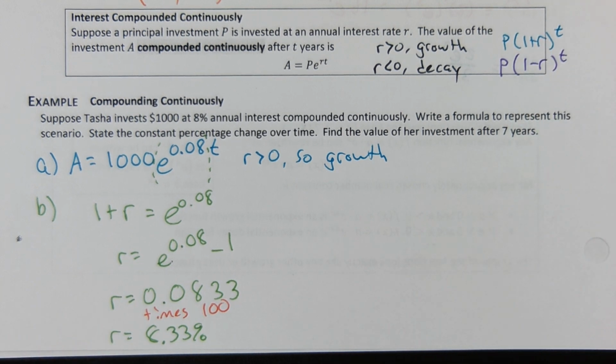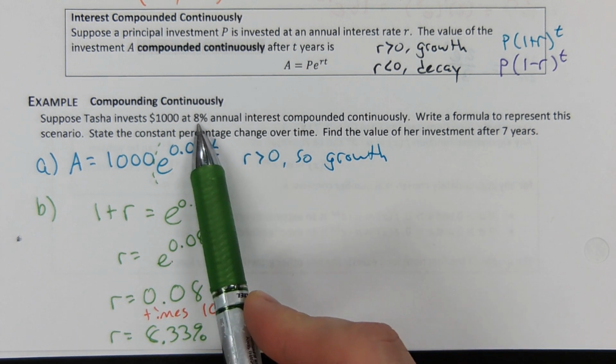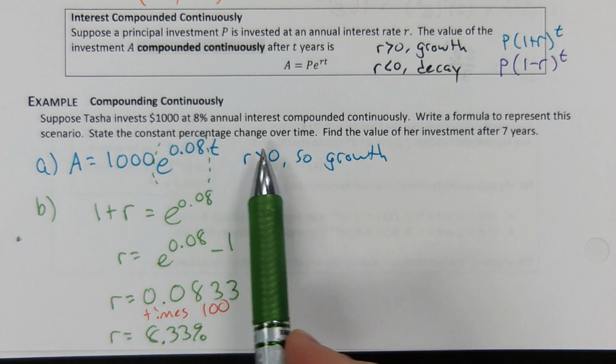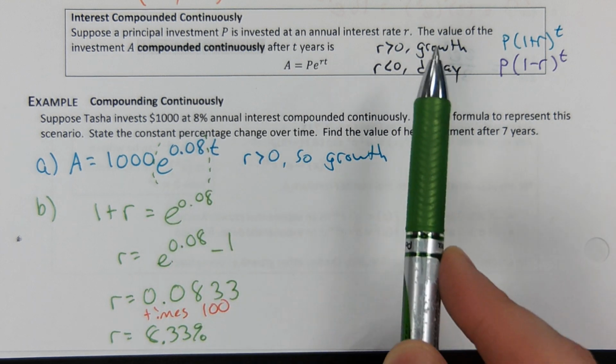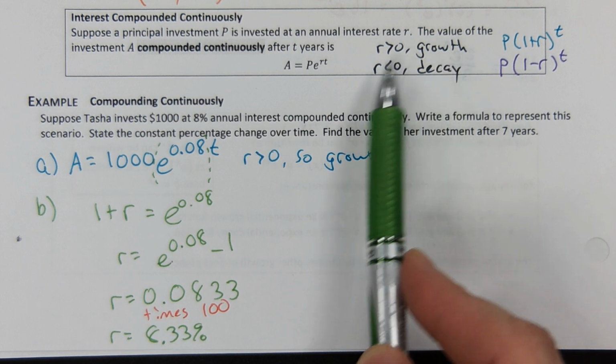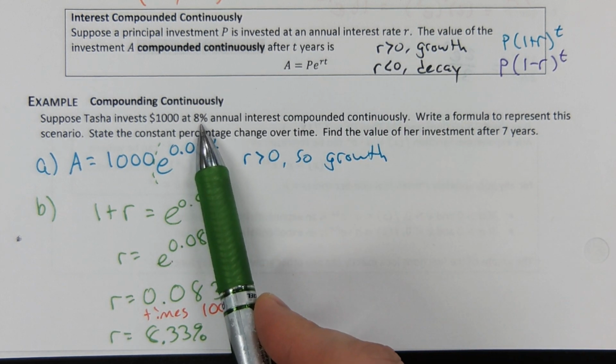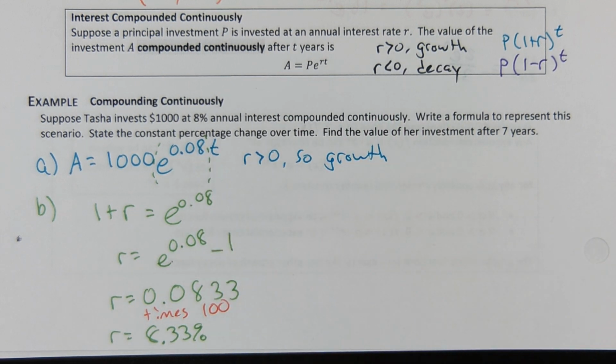Yes, sir? So for part A, you figured out that r was greater than 0. How did you do that? Well, because you're told that r is 8. Oh, okay. This r, your yearly r, or your continuous r. If continuous r is positive, it's growth, because it says it's right there. So we knew we were growing, because we were gaining money.